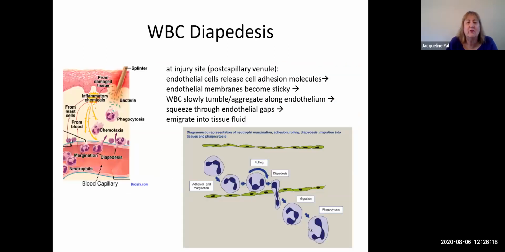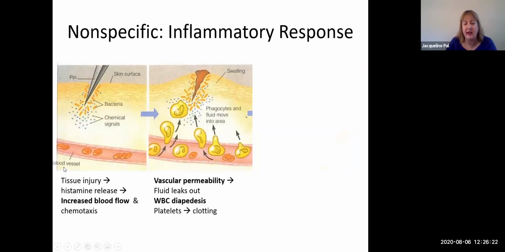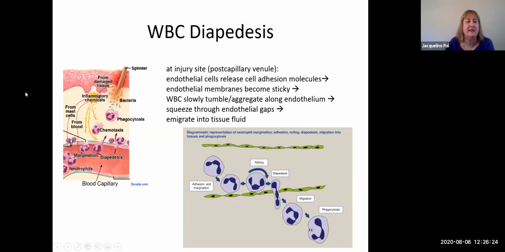So let me just review that white blood cell diapedesis for you again. Remember, it happens at a site of injury where we are going to have damaged cells releasing inflammatory chemicals.